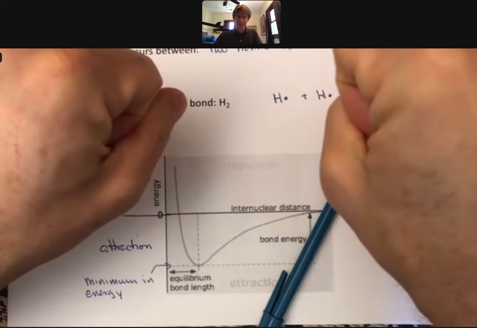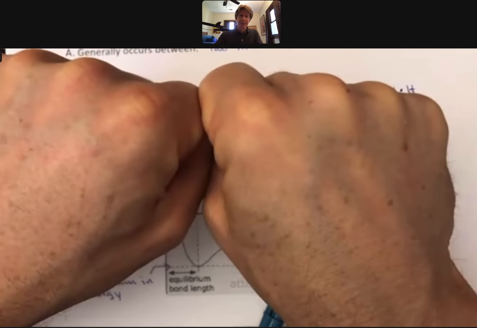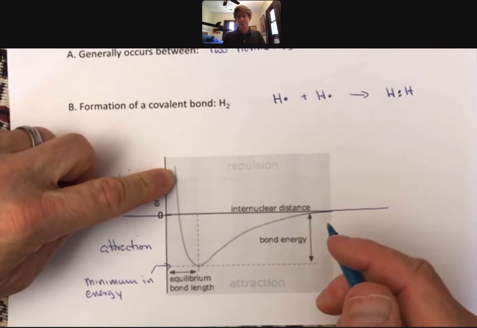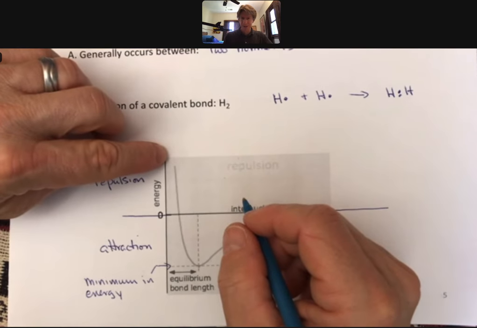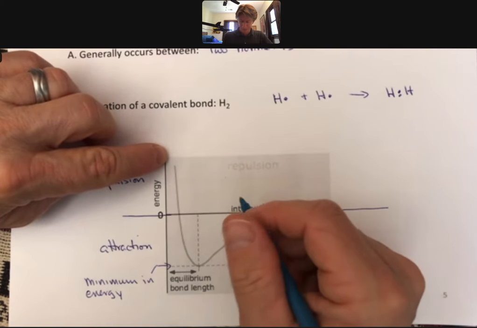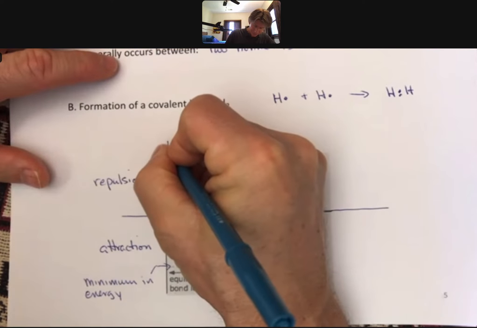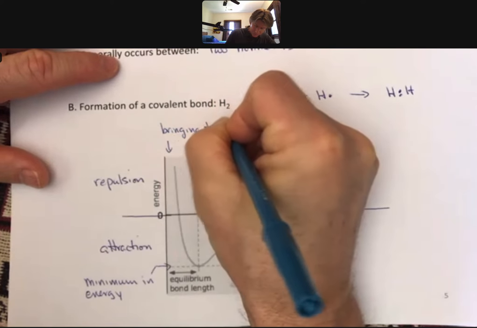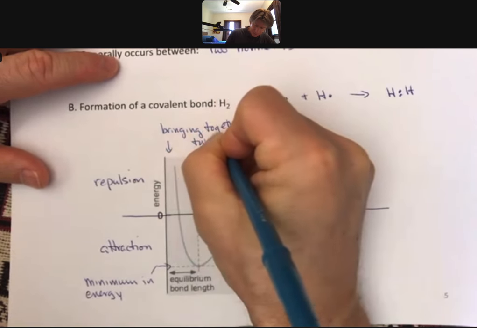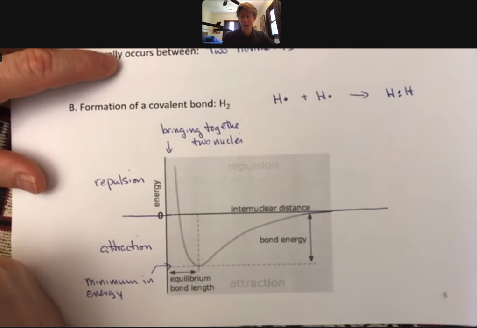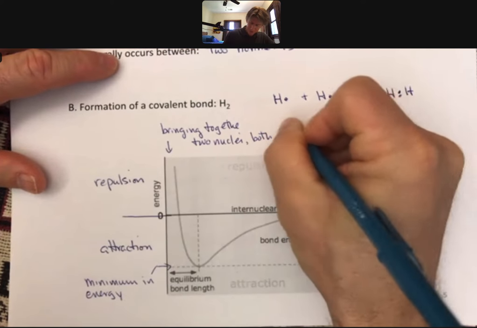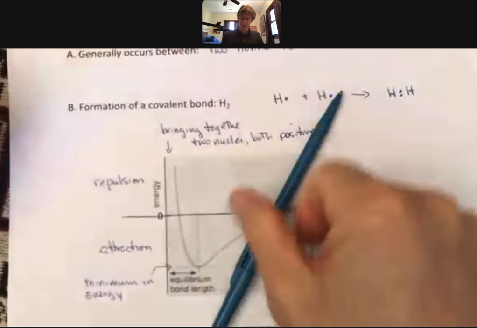And then if you continue to take them closer together, then they start to have less attraction and eventually repulsion, because as you get them down very close here, you're bringing together two nuclei, which of course are both positive, and those are going to repel. So the repulsion is because you've got the nuclei too close together.